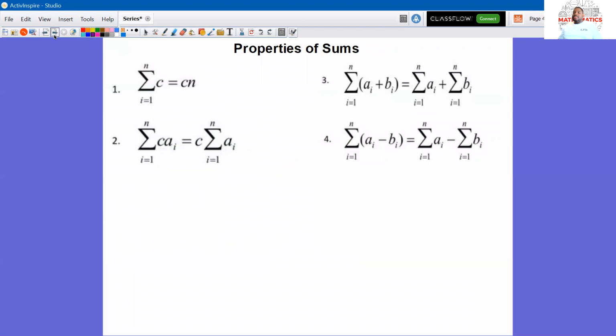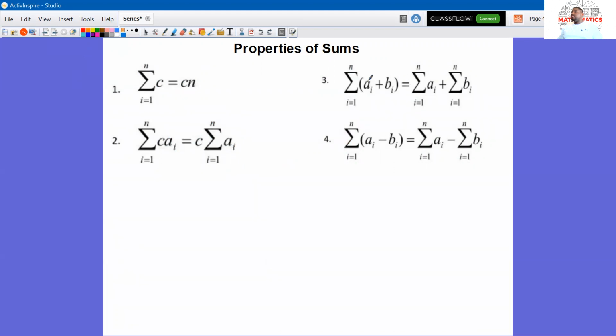And so now we have properties of sums, okay? And all this is telling us is if we add up a constant, that's the same as multiplying that constant so many times. Here, if we have a series that's multiplied by some constant multiple, C, then that's the same as factoring the C out and then adding up all your terms, okay?